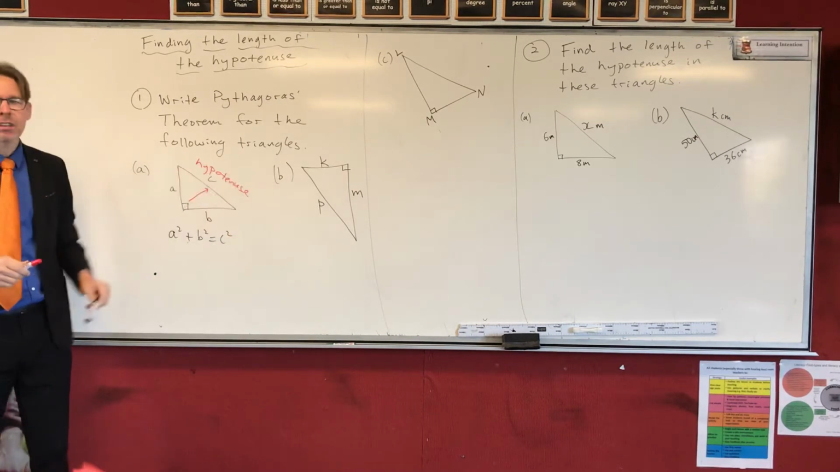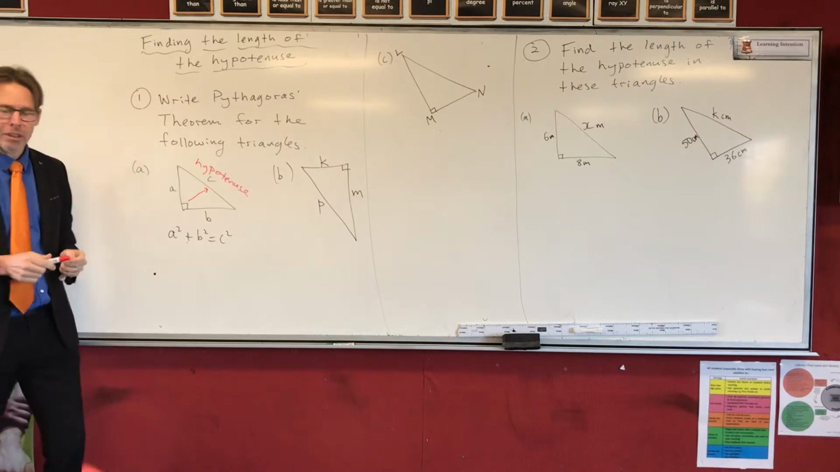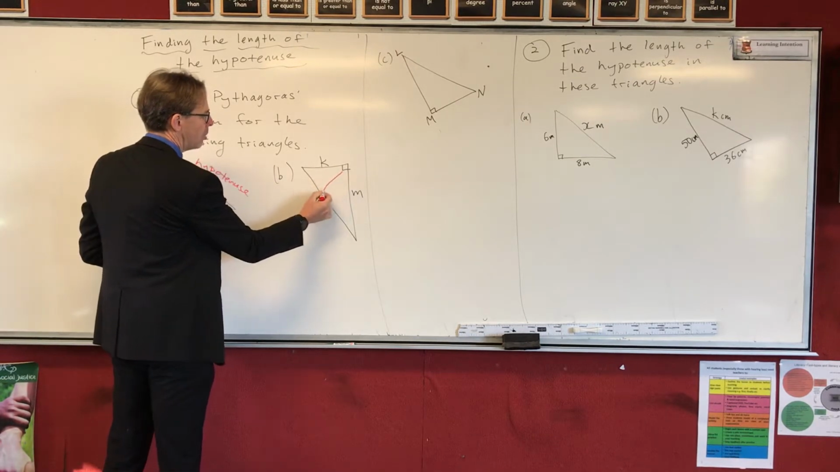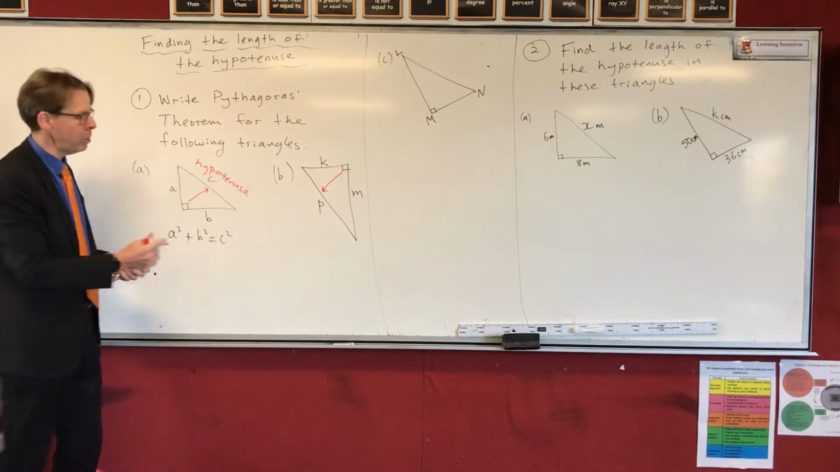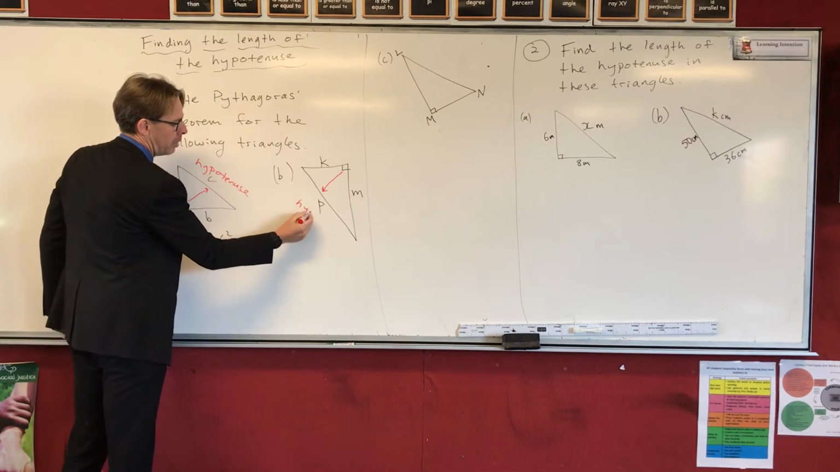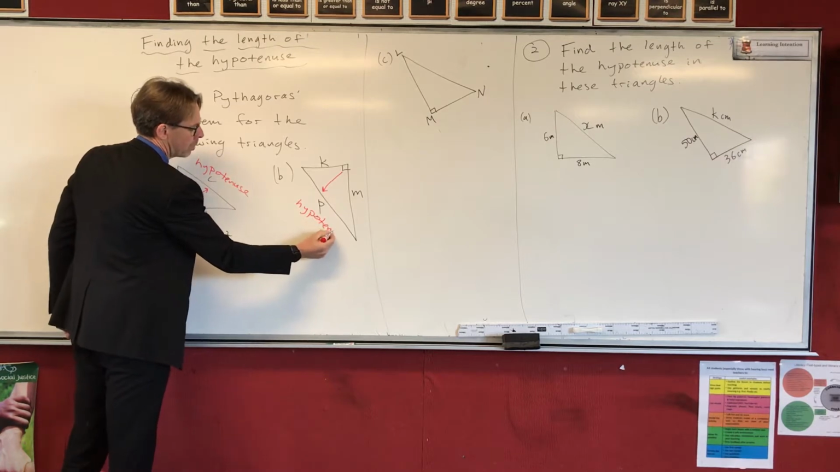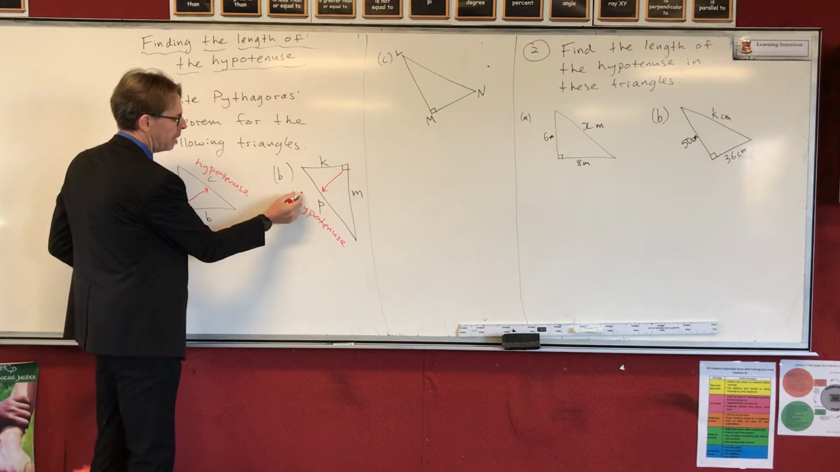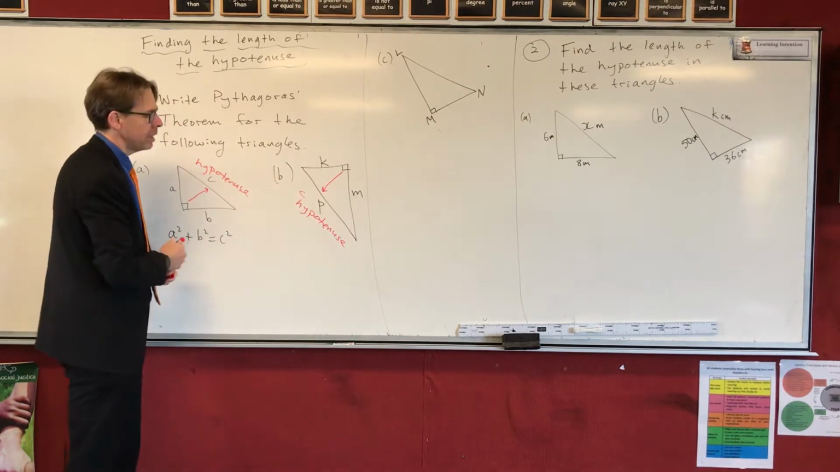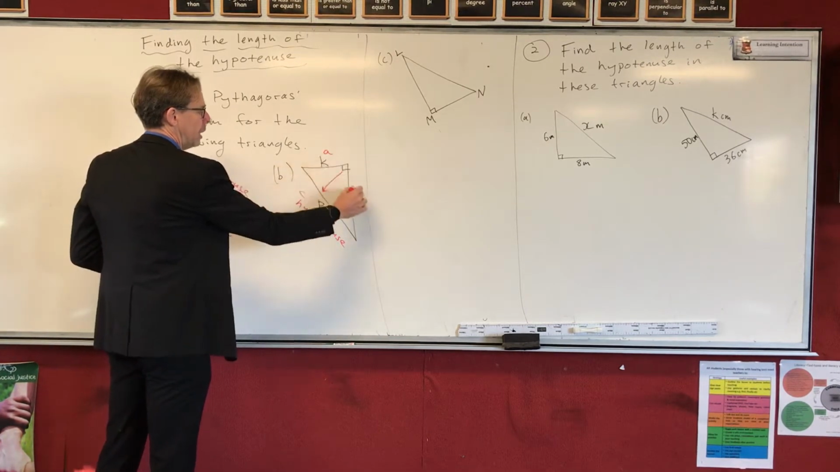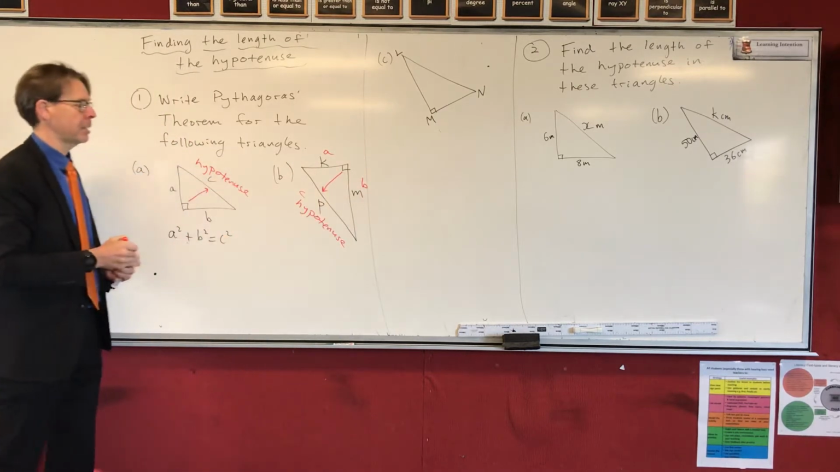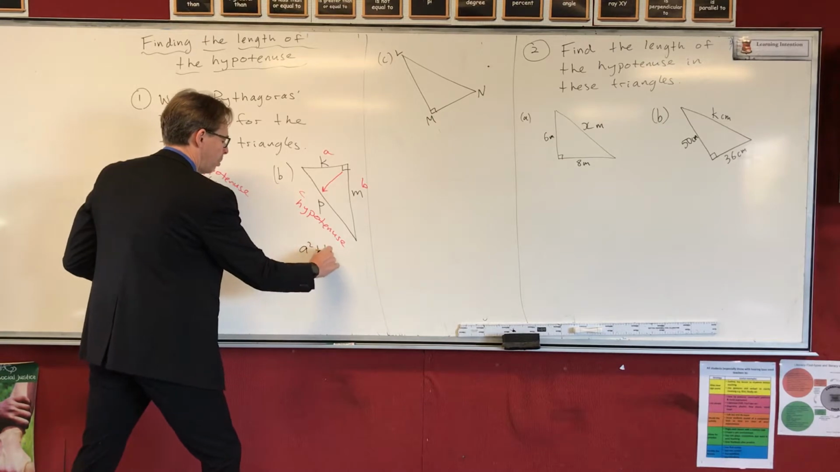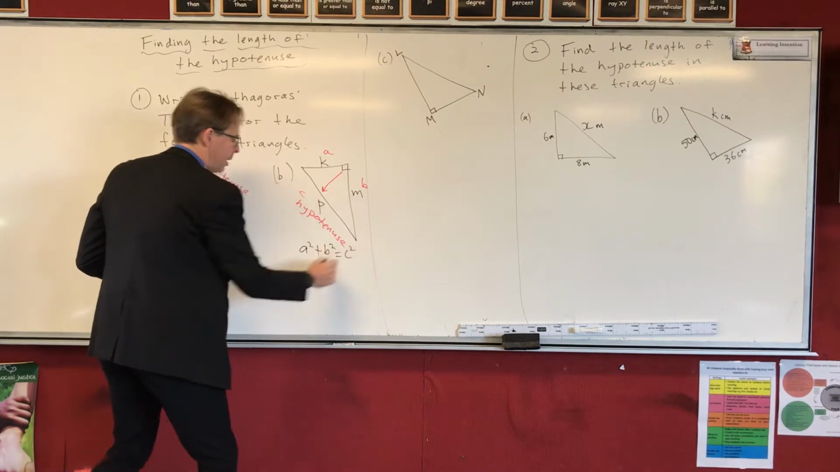Okay, now what if they change the letters? They put different letters on there. So let's do the same process. The side which is opposite the right angle, that is your hypotenuse. That's the longest side, and we always label that C. The other two sides, A and B. So you write the formula down. A squared plus B squared is equal to C squared.